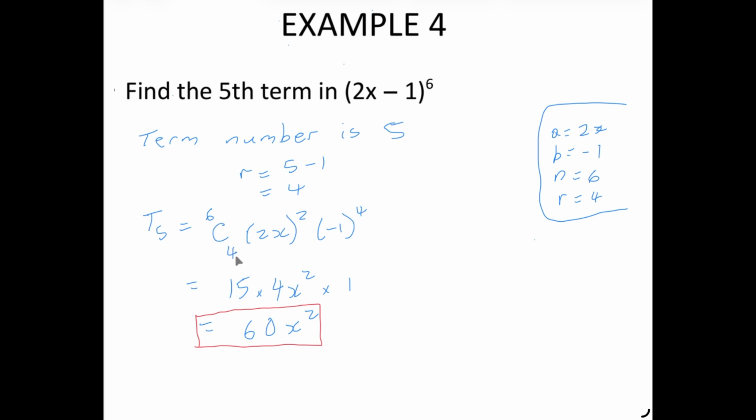All right, 6C4 is 15. 15 times 4x squared. 4x squared was (2x) all squared. And then negative 1 to the fourth power is a positive 1. So we have 15 times 1, that's 15 times 4, that is 60. The 60x squared is your fifth term in the (2x minus 1) raised to the 6.